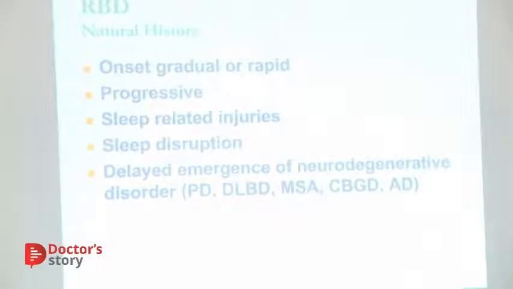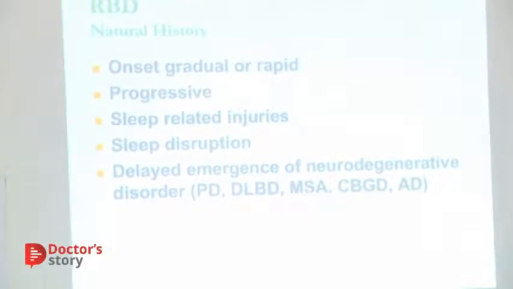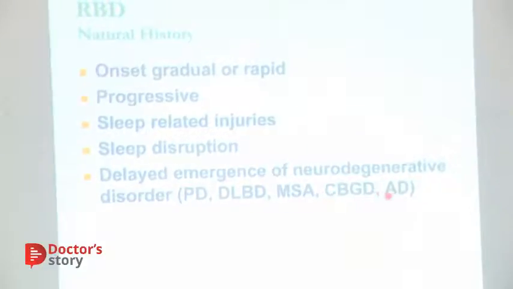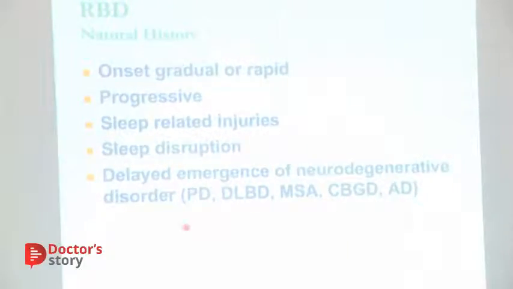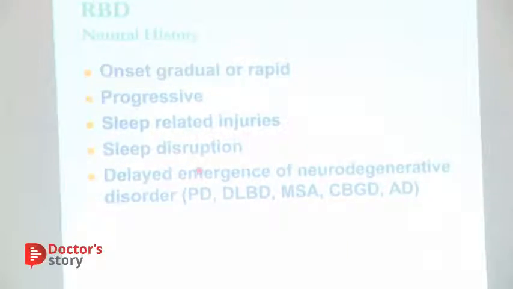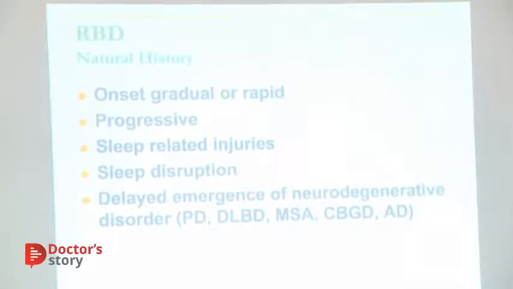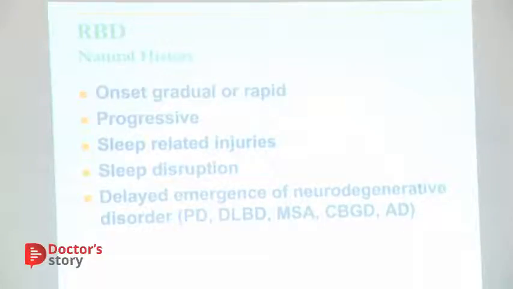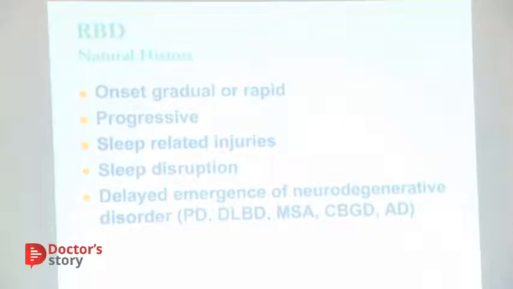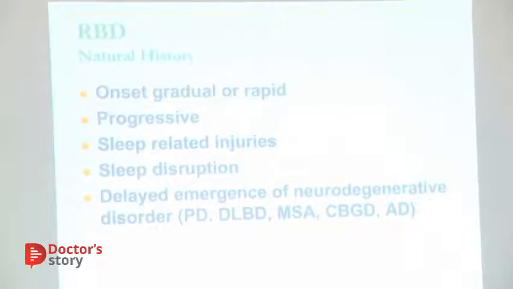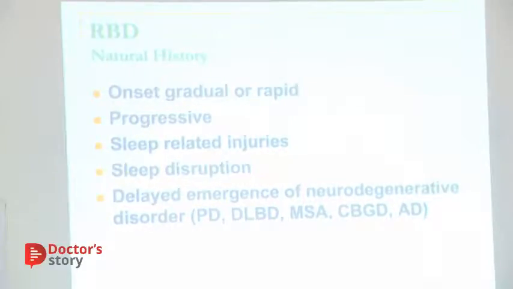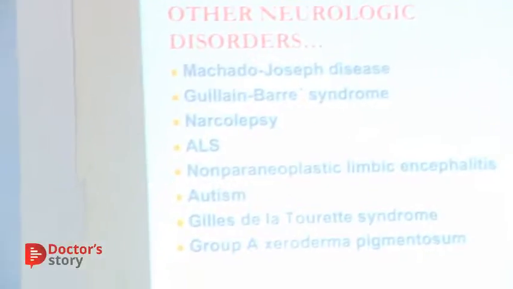And of course, none of these diseases may be present in the beginning. And I'll show you data. These degenerative diseases may occur 10 years down the line. So the patient is having RBD for 10 years. And RBD is a harbinger for developing these neurodegenerative conditions like Parkinson's disease or DLBD, etc.